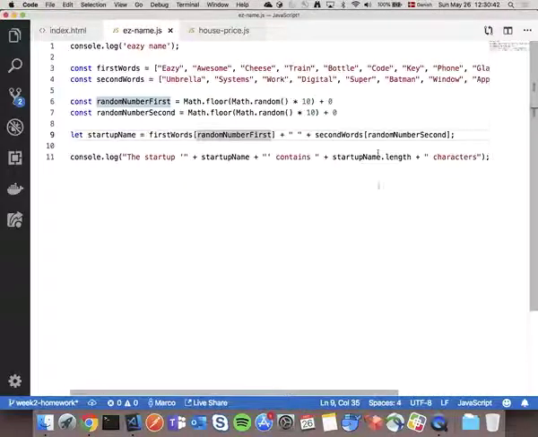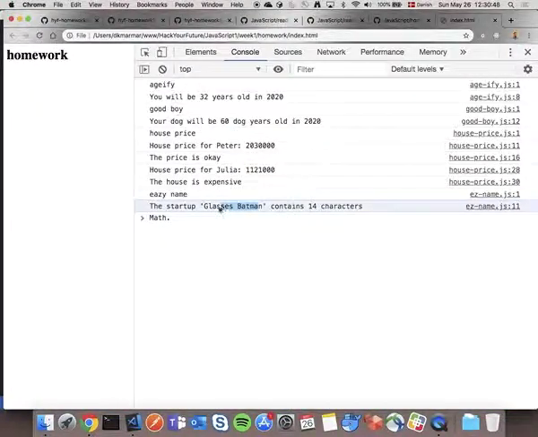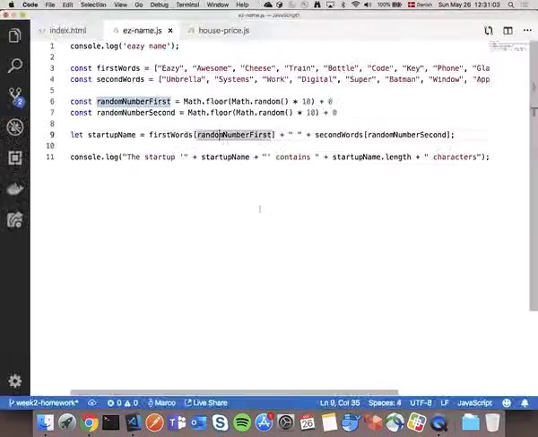So in this case, let's see. Now every time I refresh, there's going to be a different name, because again, it is random anyway. That was basically it. Every time it refreshes, it gives a different first and second name.